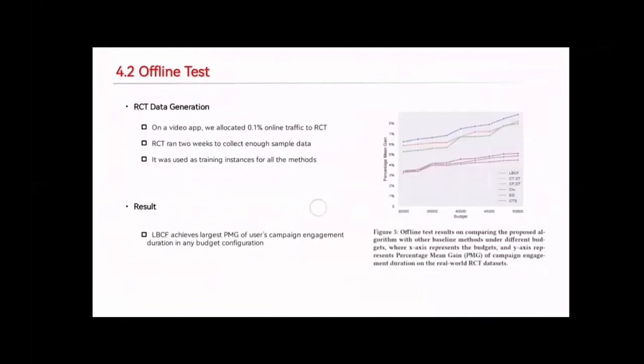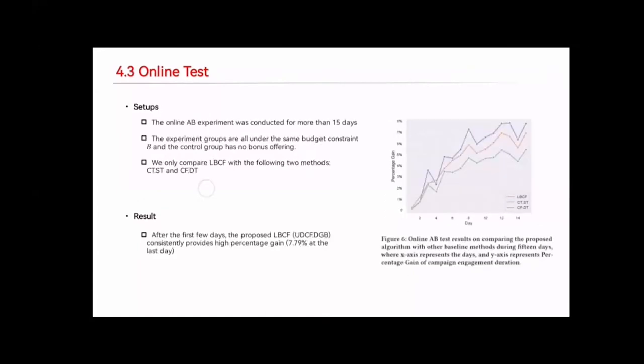Okay, next, the offline test. On a video app, we allocated 0.1% of online traffic to an RCT, and the RCT ran two weeks to collect enough sample data, which was used as training instances for all the methods. Each instance was attributed with associated features, e.g., app visit behaviors, area, historical statistics, etc. Outcome: campaign engagement duration, and treatment: bonus points, if applicable; details are described in the supplementary material. Method LBCF achieves the largest gain in users' campaign engagement duration in any budget configuration, which is consistent with the results in simulation analysis.